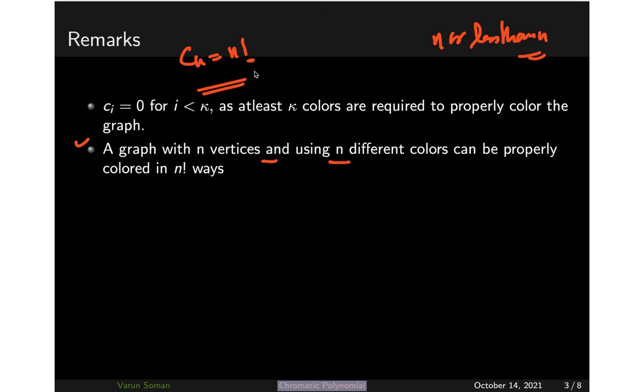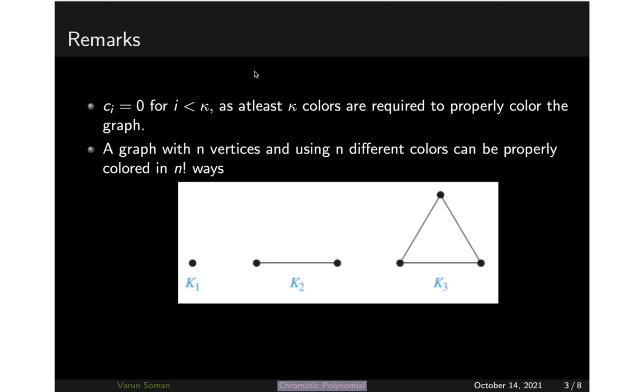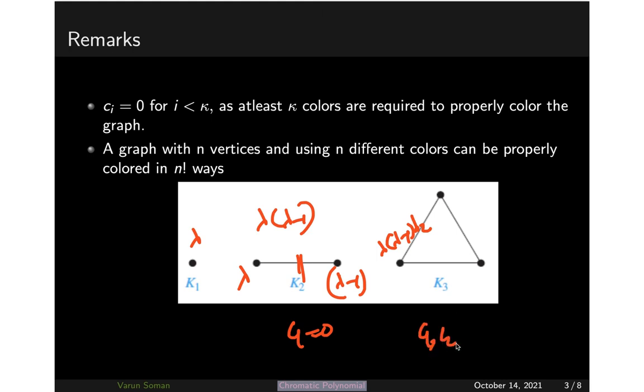Moving forward, K1 I have already discussed, and K2 as well. The chromatic polynomial of K1 will simply be lambda. In K2 it will be lambda into lambda minus 1. Suppose I give lambda colors here, only one color will not be available for the coloring here, so it will be lambda minus 1. So the total number according to the product rule will be lambda into lambda minus 1. Similarly for K3 we have discussed it: lambda into lambda minus 1 into lambda minus 2. In this one your C1 will be 0. In this one your C1 and C2 also will be 0 because they are less than the chromatic number.